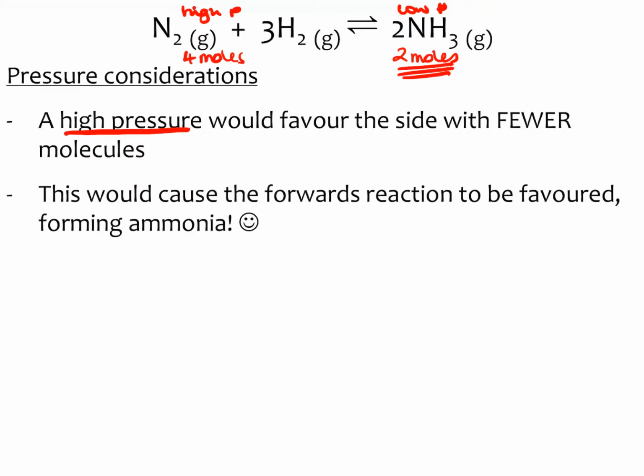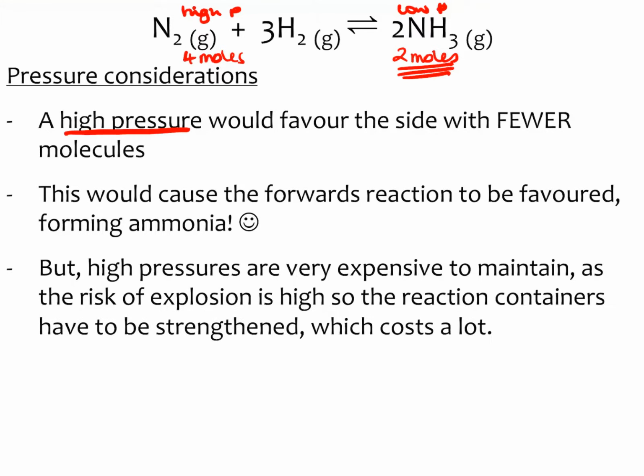But what do we need to consider? Although this would cause the forwards reaction to be favoured, forming ammonia, high pressures are very expensive as the risk of explosion is high. So the reaction containers have to be strengthened, which costs a lot. They're not so worried about safety, it's more about the fact that it is expensive.